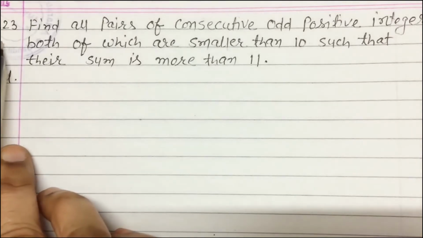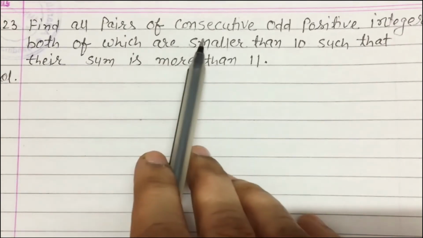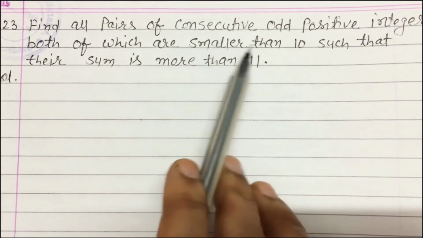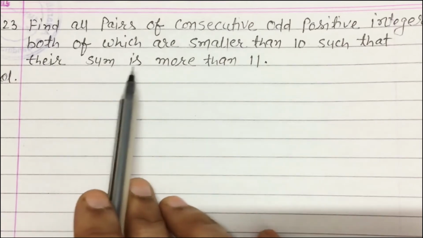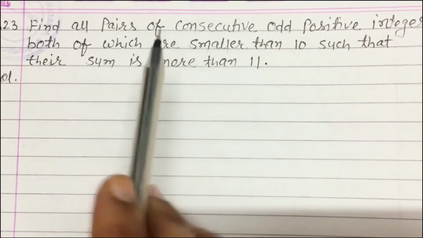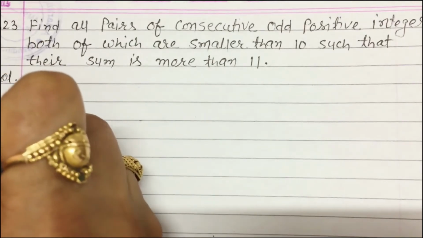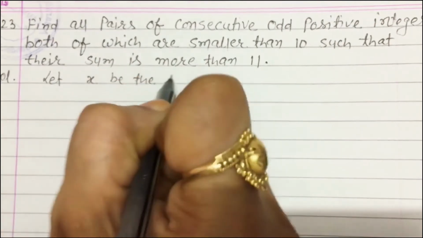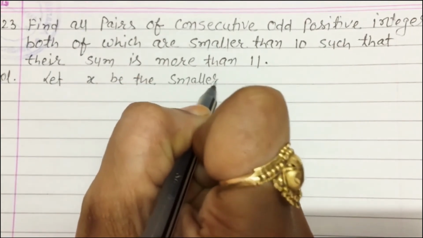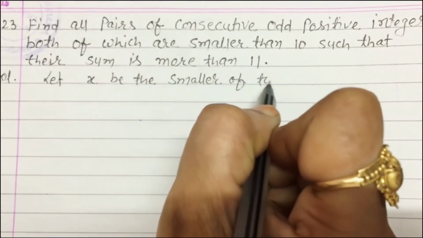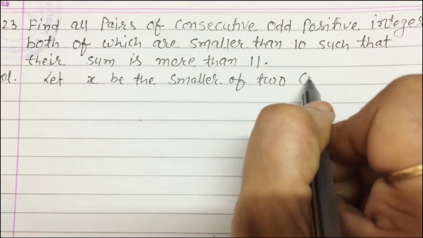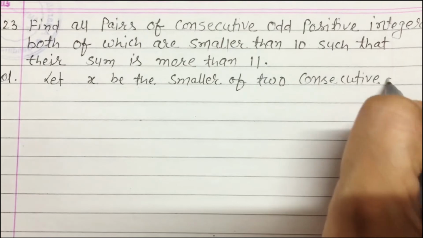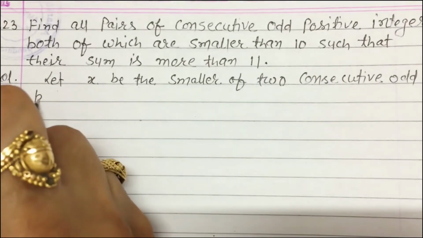Question number 23. Find all pairs of consecutive odd positive integers, both of which are smaller than 10, such that their sum is more than 11. So first of all, let x be the smaller of the two consecutive odd positive integers.